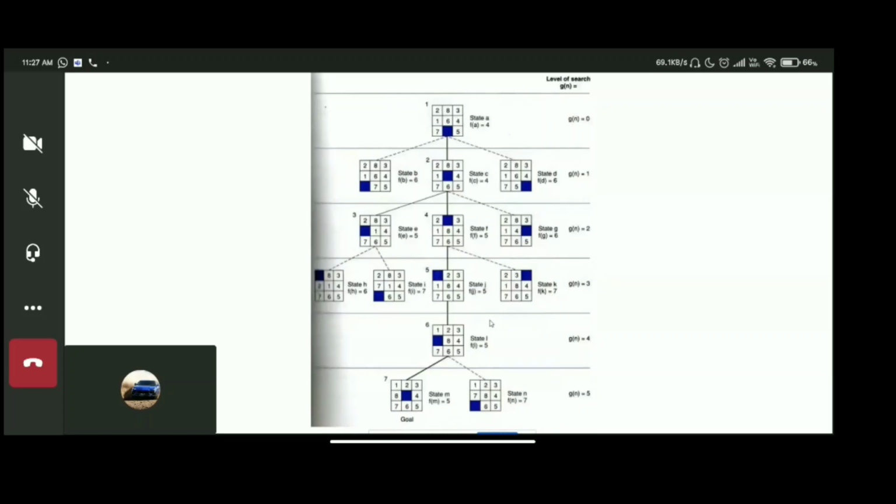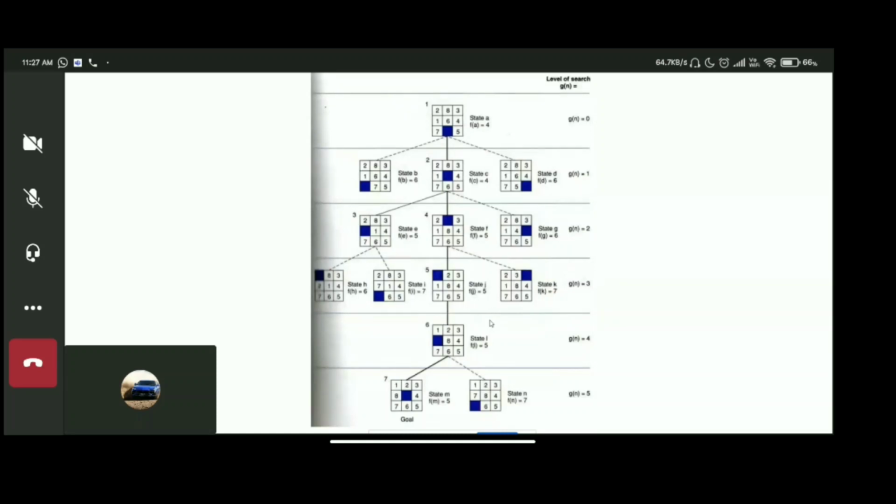For the initial state, the level of search or the computational cost will always be 0. As you move from the initial state, the computational cost might change. If the exam says to consider the computational cost as a specific value, then you have to use those numeric values. Otherwise, increment by 1 for each step. That is the default. So for state 1 or state A, f of A is equal to 4.